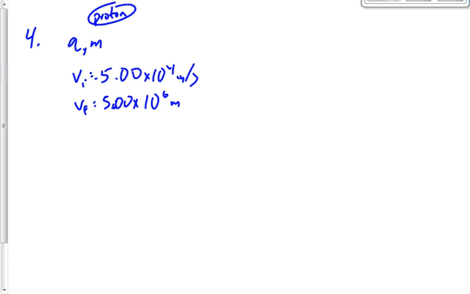It accelerates from an initial speed of 5.00 times 10 to the 4 meters per second, to a final speed, VF, of 5.00 times 10 to the 6 meters per second. So it's speeding up, right? Charged particle is speeding up. It's gone up by a factor of 100. That's like a car going down a hill. We want to find the potential difference required to do this. We want to find delta V here.